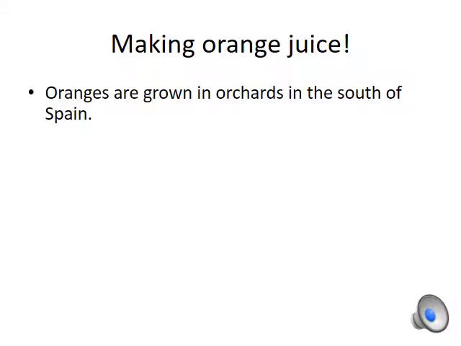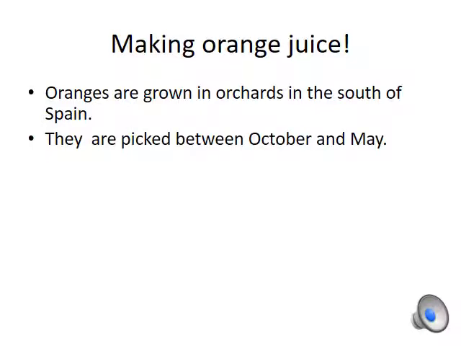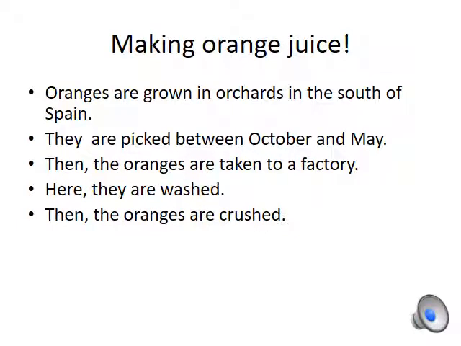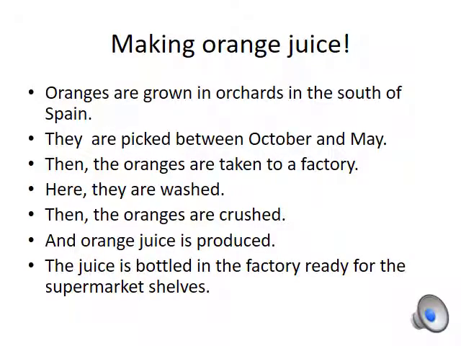So here are my sentences making orange juice. Oranges are grown in orchards in the south of Spain. They are picked between October and May. Then the oranges are taken to a factory. Here they are washed. Then the oranges are crushed. And orange juice is produced. The juice is bottled in the factory, ready for the supermarket shelves.